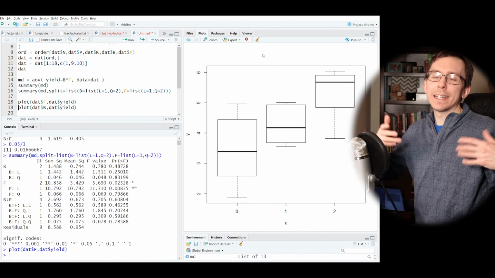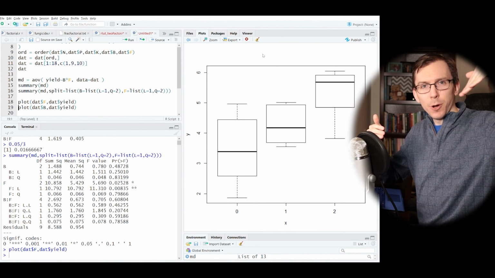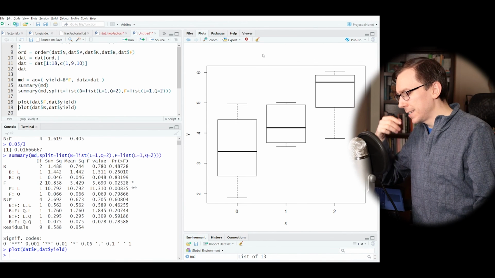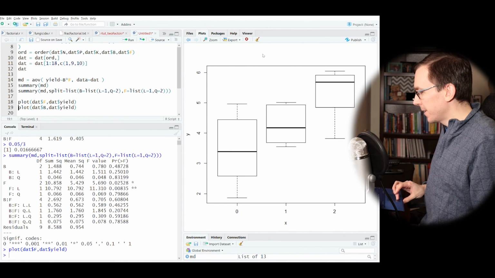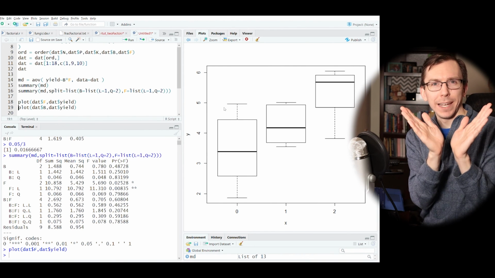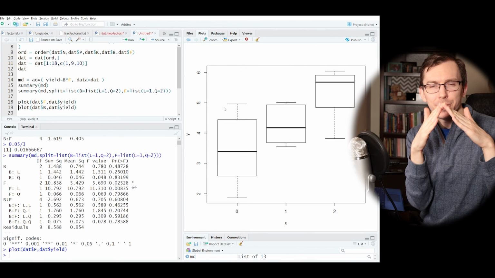So this is what you would expect when you see a significant linear contrast. Or again, you might see the reverse, something going down rather than going up. Either way, you would still get a significant linear contrast. But here we don't see anything quadratic. Remember, quadratic would look more like a V shape or a wedge shape.